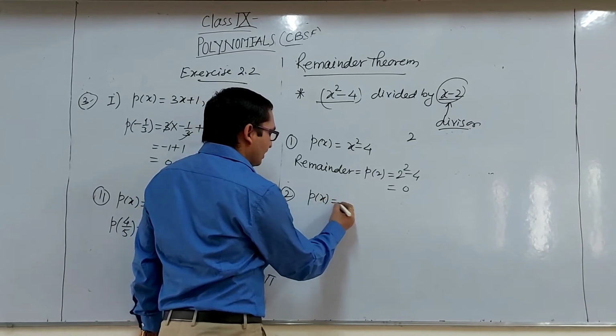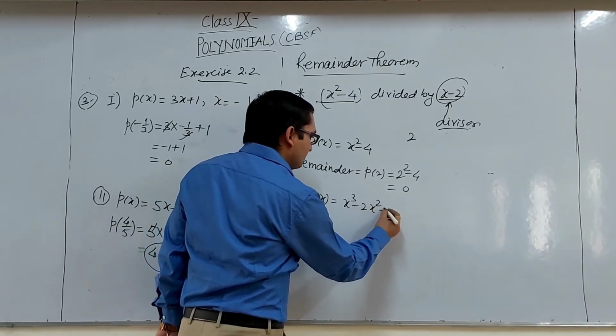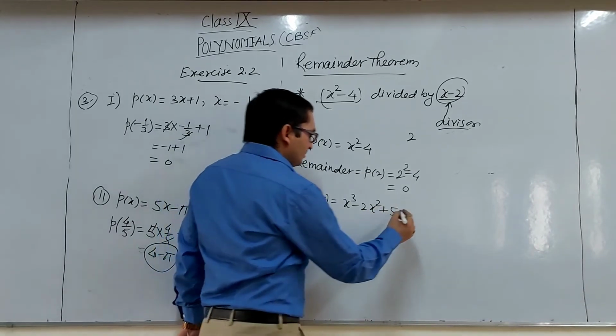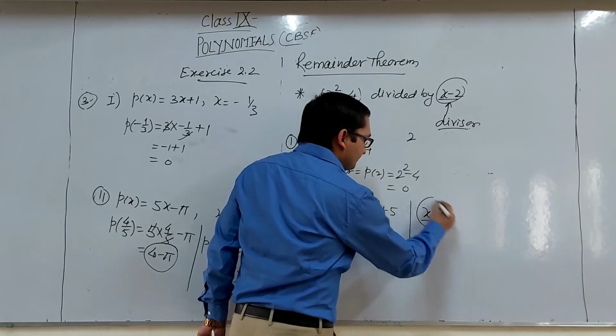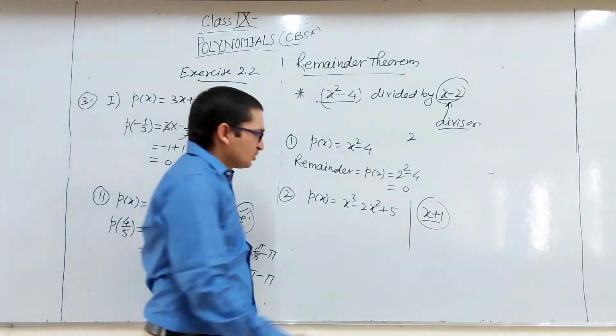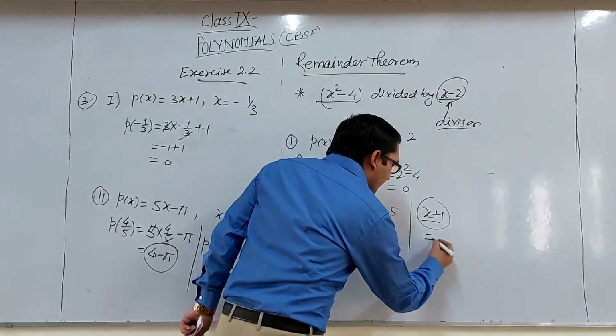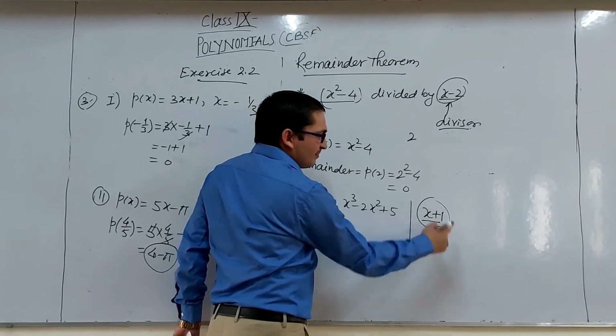P(x) is equal to x cube minus 2x square plus 5. You are dividing by x plus 1. This is the divisor. You need to find the zeros of that divisor. What are the zeros of the divisor? Minus 1. The reason is that it will put minus 1 over here. Minus 1 plus 1 is 0.